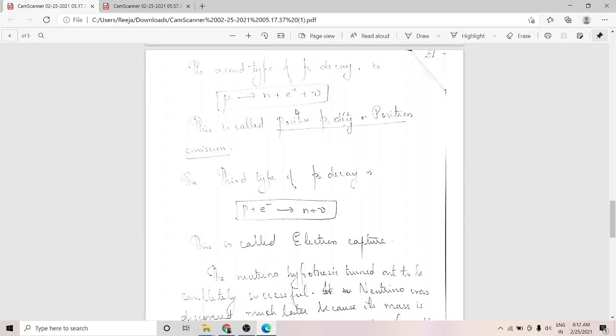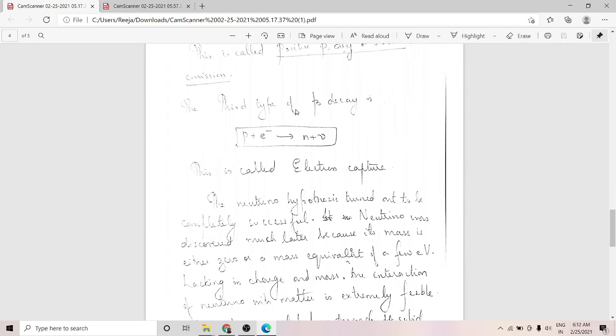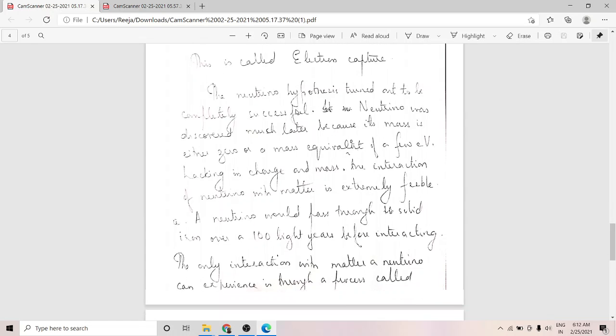And the third type of beta decay, there are three types of beta decay. First one, negative beta decay. Second one, positive beta decay or positron emission. And the third one is the proton captures an electron and gets converted to a neutron and a neutrino. This is electron capture. Proton capturing an electron and becoming a neutron and neutrino. These are the three types of beta decays.